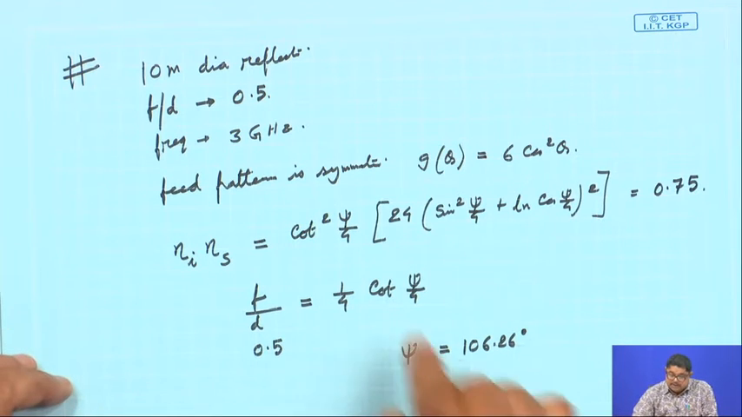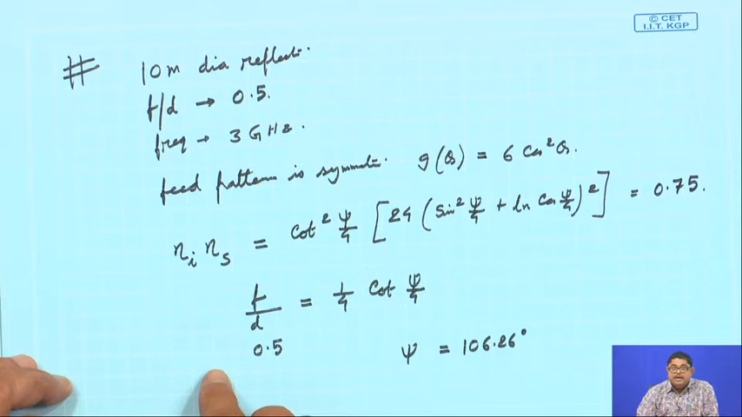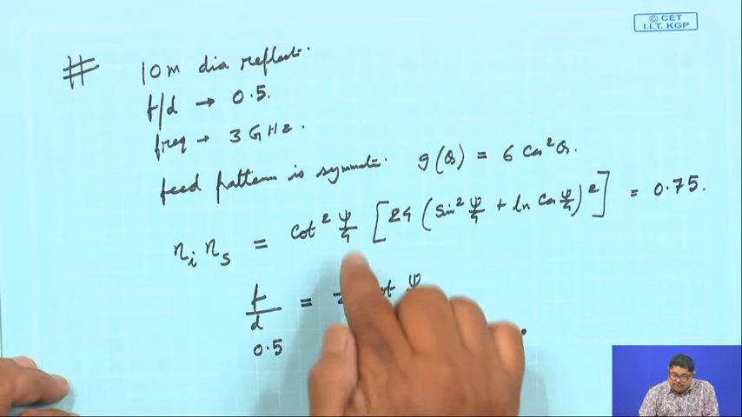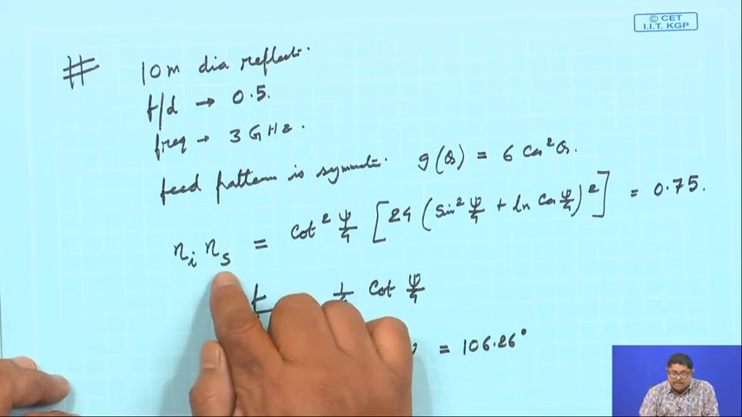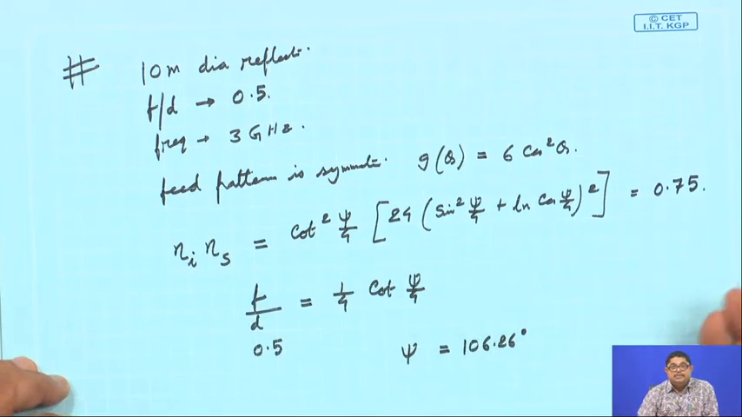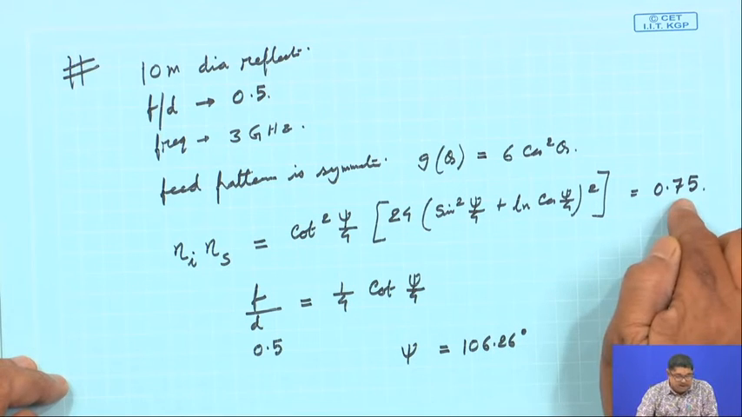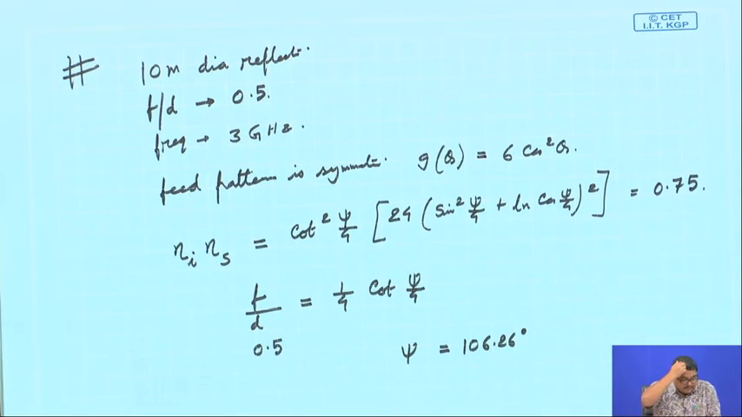So, obviously, this is not optimum, because the f by d ratio is given, so we could not choose it. If we could, then we could have chosen from the graph to maximize eta s. We can find that for n equal to 2, that value would have been 130 degrees, but here it is actually 106 degrees. So, that is why it is coming as 0.75.